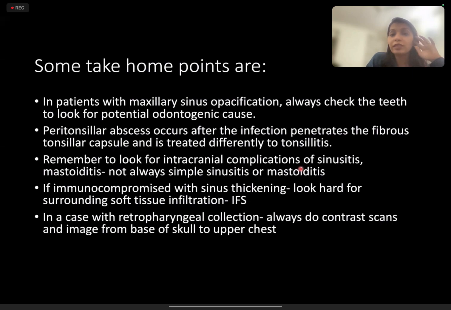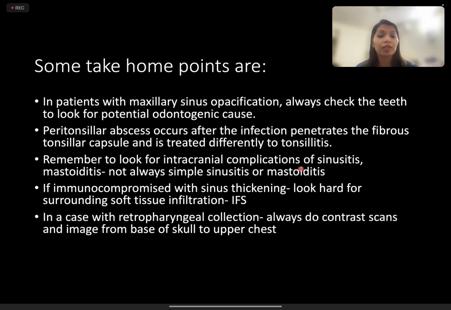So take-home points. In a patient with maxillary sinus opacification, always check the teeth to look for a potential odontogenic cause, because then the treatment becomes completely different. Then peritonsillar abscess is different from tonsillitis. It is important to make the differentiation between the two because they are managed differently. So peritonsillar abscess has to have surgical drainage, whereas tonsillitis can be managed with antibiotics.